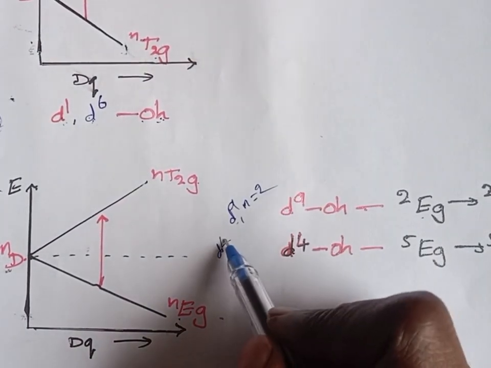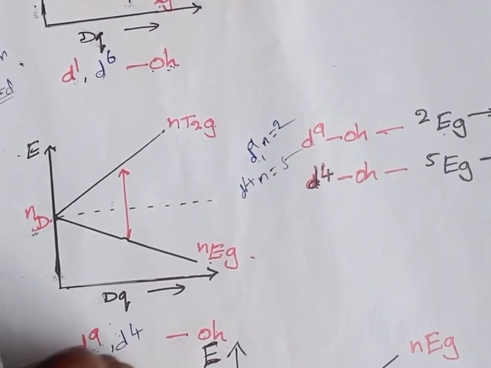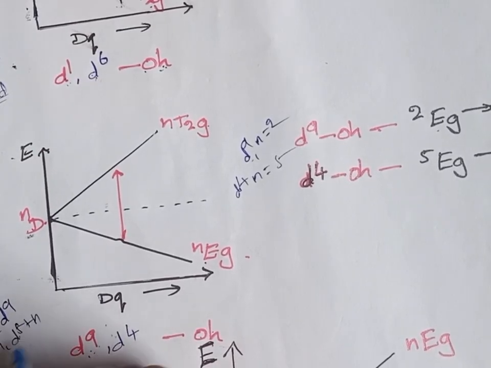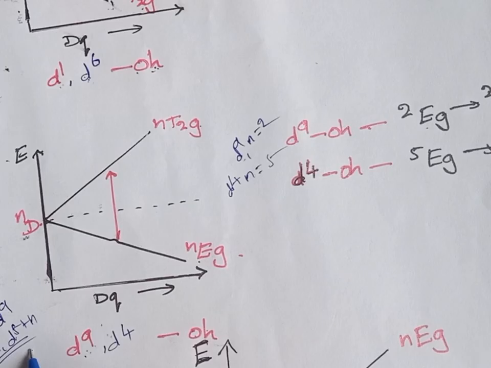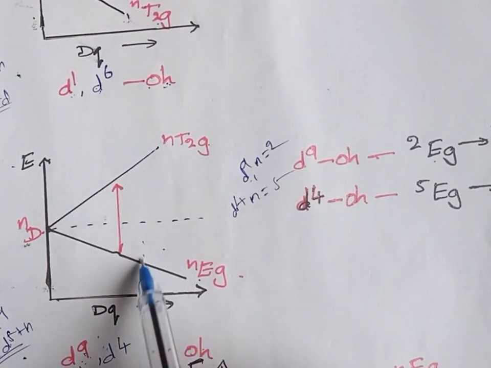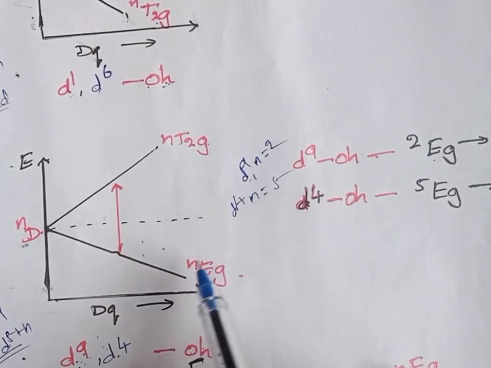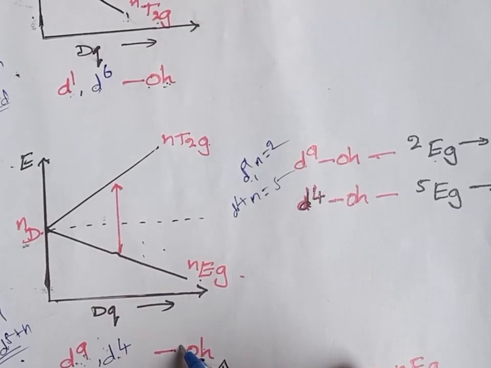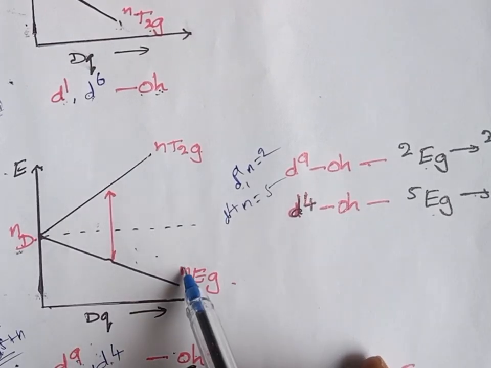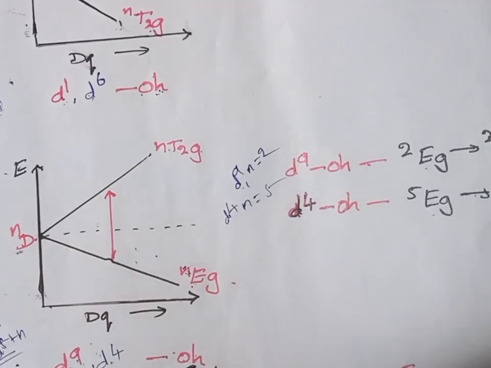And for D4, it is n equals 5. So D4, D9, or D5 plus n, like normal configurations, right? So they will have the same type of diagram. This constructed diagram is applicable for D9, D4 octahedral diagram, right? So if we want to write the transition for the D4 octahedral system, what will happen? 5Eg to 5T2g. So the n value is 5 here. So 5Eg to 5T2g, the transition is taking place.